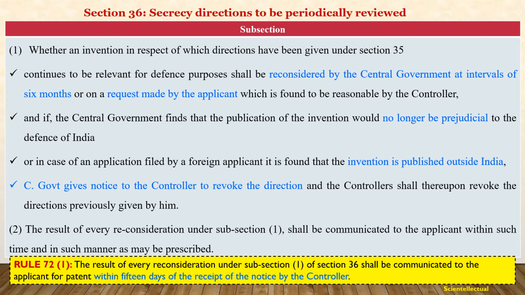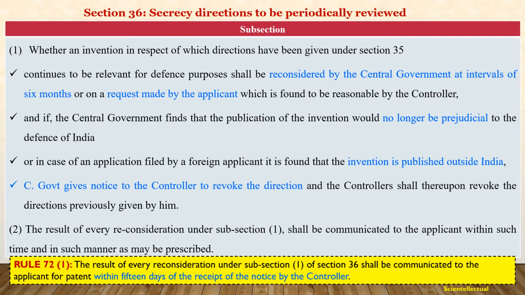If the central government finds that the publication of the invention would no longer be prejudicial to the defense of India, or in case of an application filed by a foreign applicant, it is found that the invention is published outside India, then the central government gives notice to the controller to revoke the direction, and the controller shall thereupon revoke the direction given by him.